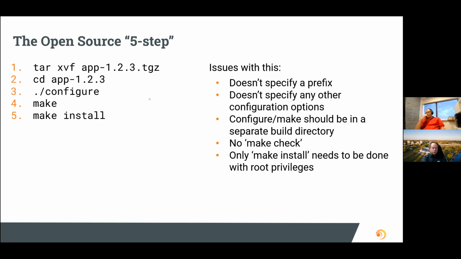So this, in the old days of Linux Journal, I don't know if they still use this term, they used to call this the open source 5-step, because these are the 5 steps you would use to install software. After you download it, you would untar it with tar. You would cd into the directory that you just created with all the source code when you untarred it. You would run ./configure, make, and make install. Now, if you do ./configure without any options, it will install in /usr/local, and it will just install it with the default settings and stuff.